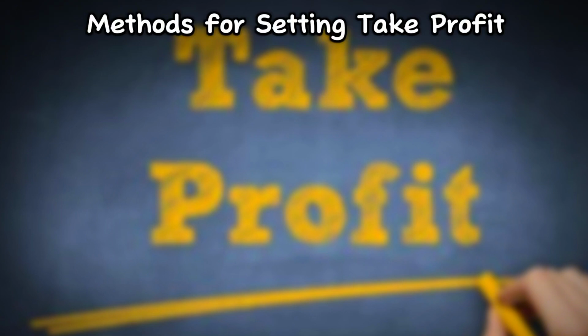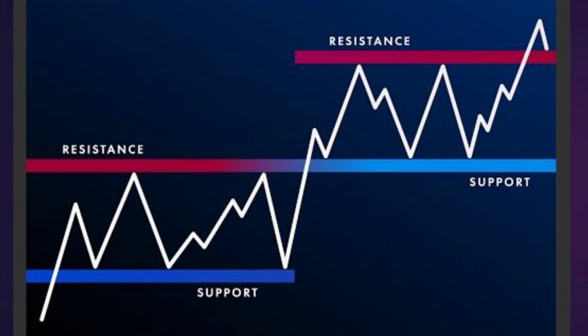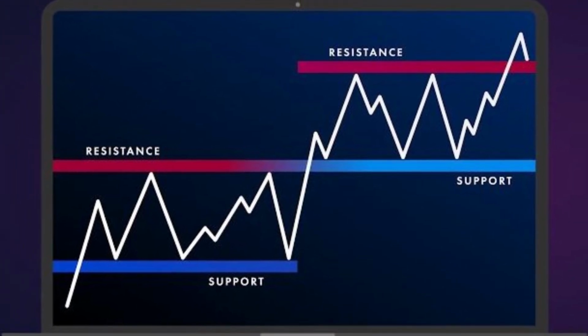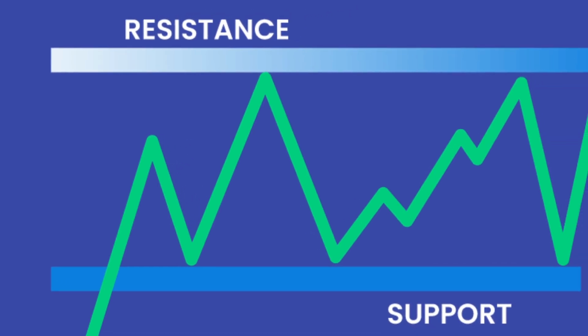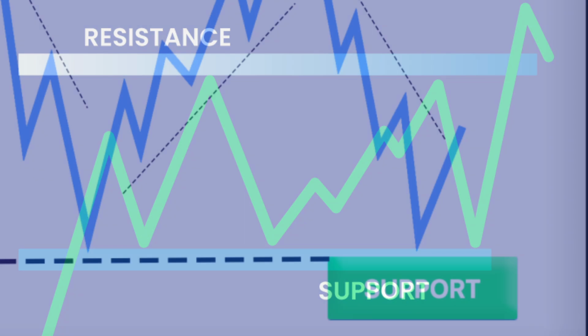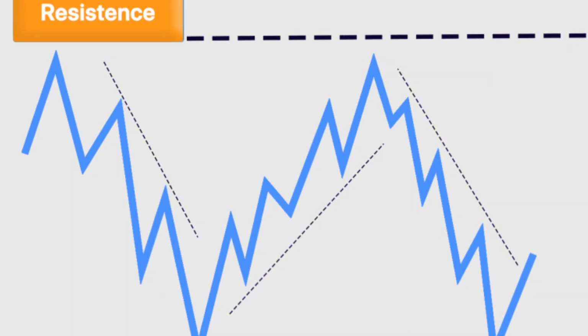Common methods for setting take profit in Forex. 1. Using support and resistance levels. This method involves identifying key price levels on the chart that have historically acted as reversal points. Traders place their take profit levels just above or below these levels, expecting the price to react accordingly.